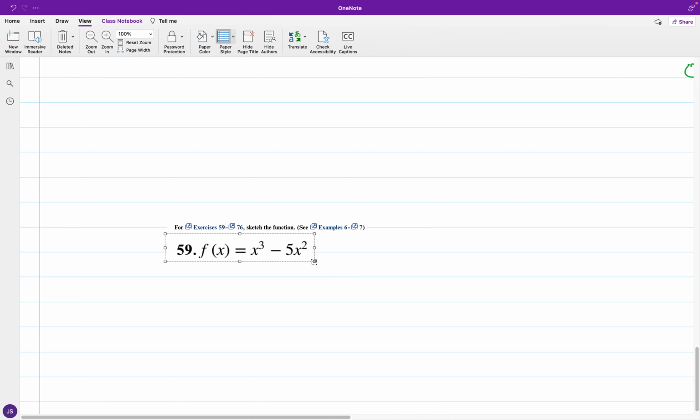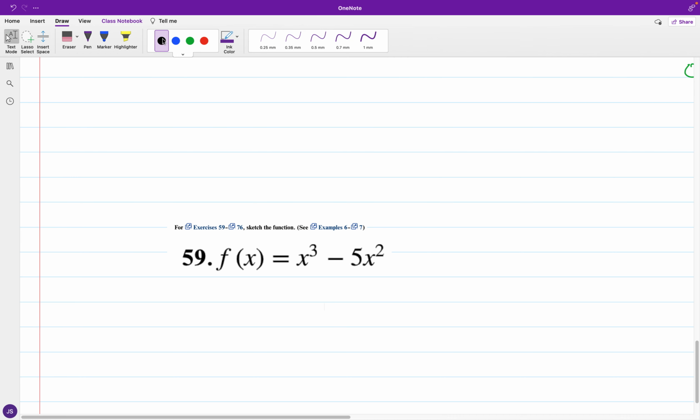So for this exercise set, it says to sketch the function. In the case of number 59, we have the presentation where the polynomial is in expanded form. So as part of the process, we can identify the zeros and their multiplicities and determine where the graph is going to cross as well as touch the x-axis.